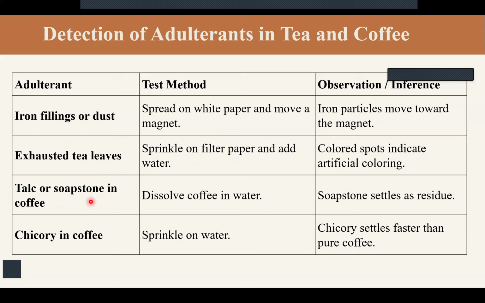The talc or soapstone that can be added in coffee, we can identify by dissolving coffee in water. The soapstone will settle. Chicory is an adulterant in coffee, although some amount of chicory is now used in order to give the taste or the particular aroma to the coffee. So chicory in coffee can be sprinkled on water. Chicory will settle faster than coffee.